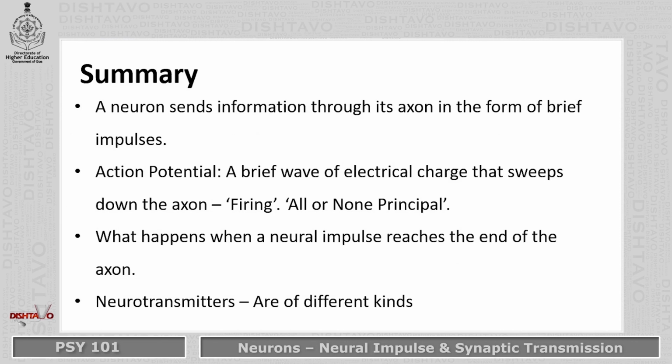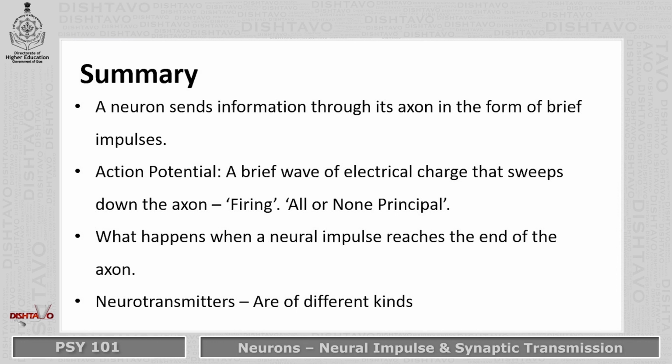To summarize, a neuron sends information through its axon in the form of a brief impulse. You can think of this brief impulse as an electric wave from one neuron to the other. This brief electric wave is called the action potential and works on the all or none principle, which means that when the axon reaches its threshold, the message is fired. If the threshold is not reached, the message is not fired at all.